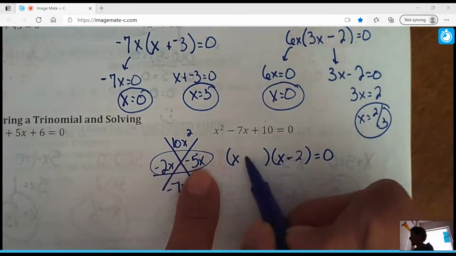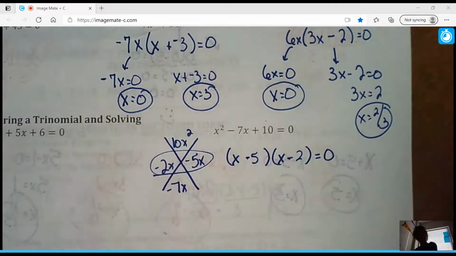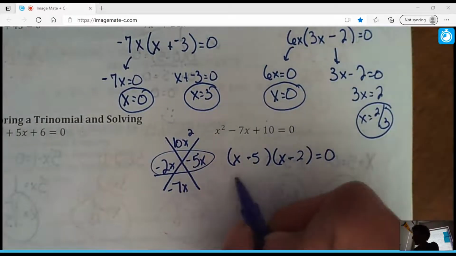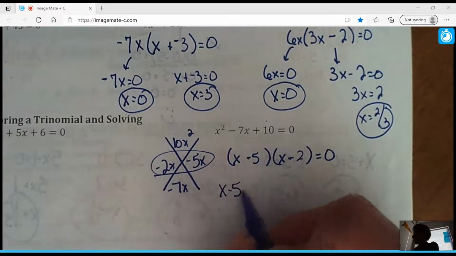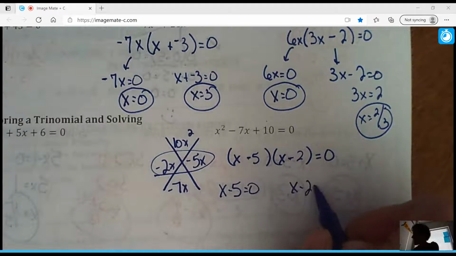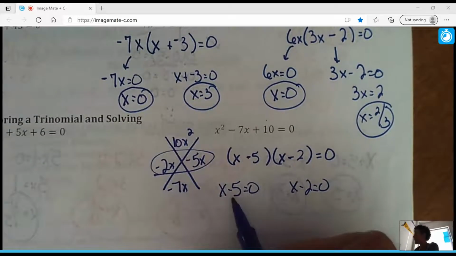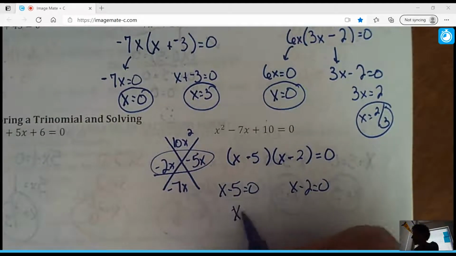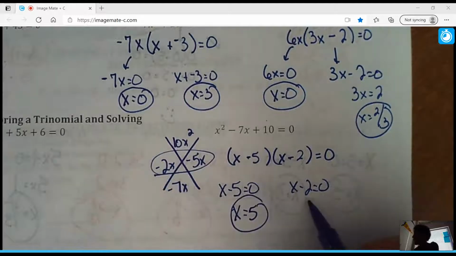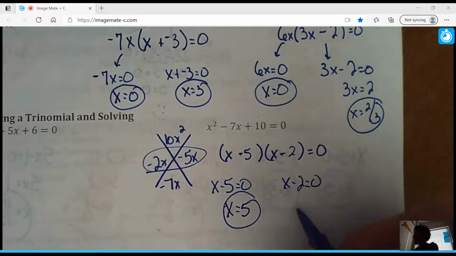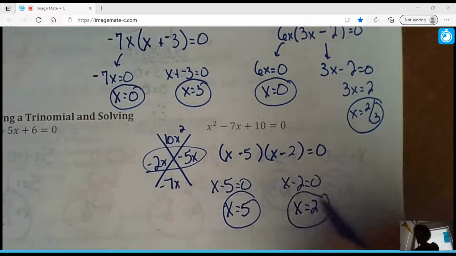And x times a negative 5 makes a negative 5x. And so we factored it completely, and now I'm going to set each factor equal to 0 and then solve. They're just their own little problems. So in this case, one step, add 5 over, so one of the two solutions is 5. And in this one, again, it's one step, add 2 over, so my second solution is 2.